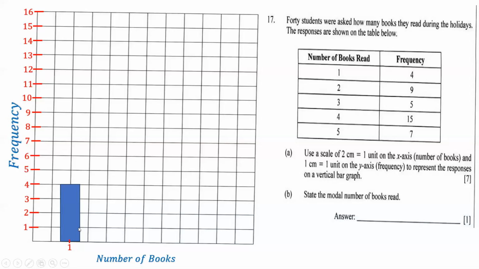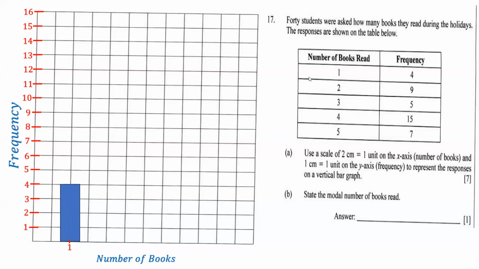So if we look at our bar graph, what do we do? This is 1, 2, 3, and 4. Do you all understand that? So right here is going to be 1, 2, 3, 4. Let me know if you all understand that, please. Yes, sir. Okay, good. So four students read one book.